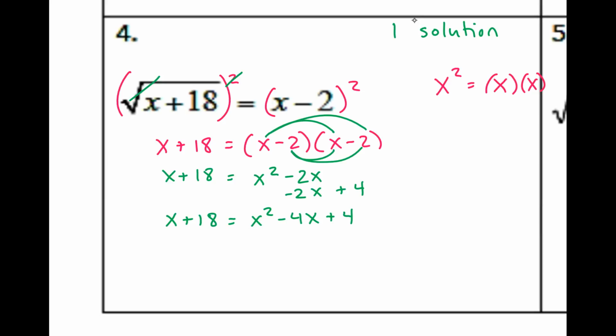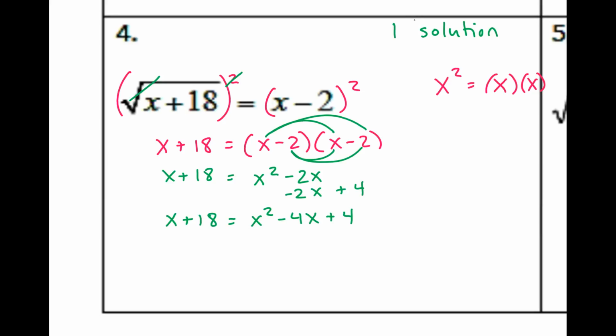Okay, so this is going to have 2. Now, what do I have to do? What type of equation is this? It's a quadratic. How do I solve quadratics? Move everything to one side and factor.